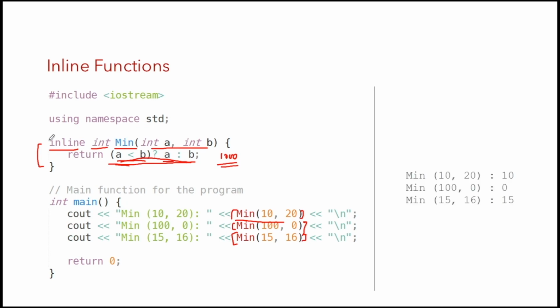So in this example, your output is simply this. It is just going to compare the values that we have supplied, and it is going to print the minimum of those values. So in case of 10 and 20, we have printed 10, in case of 100 and 0, we have printed 0, and in case of 15 and 16, we have got the output as 15.